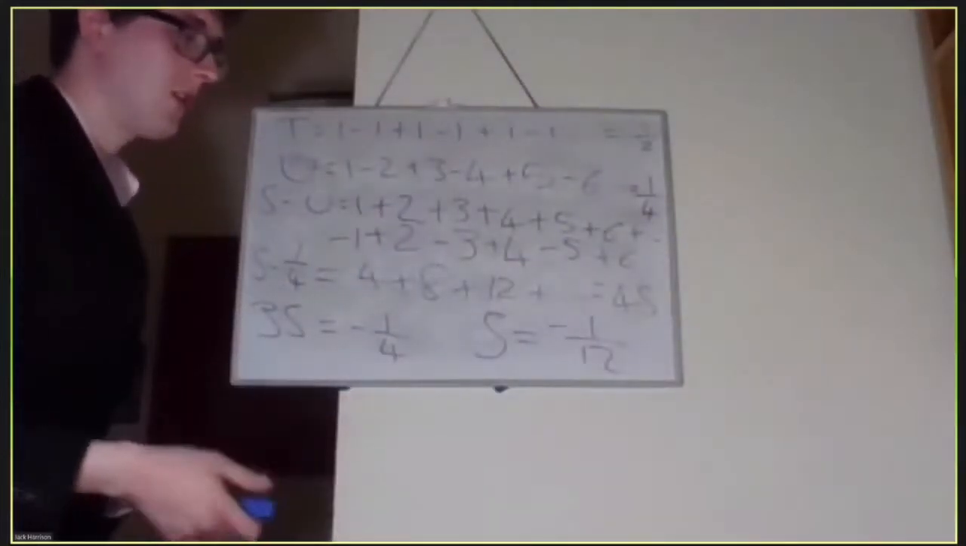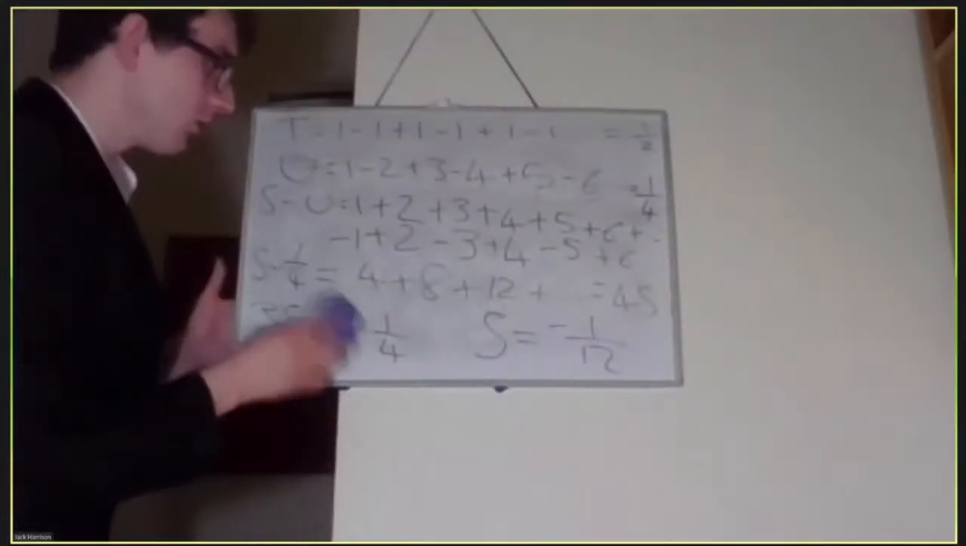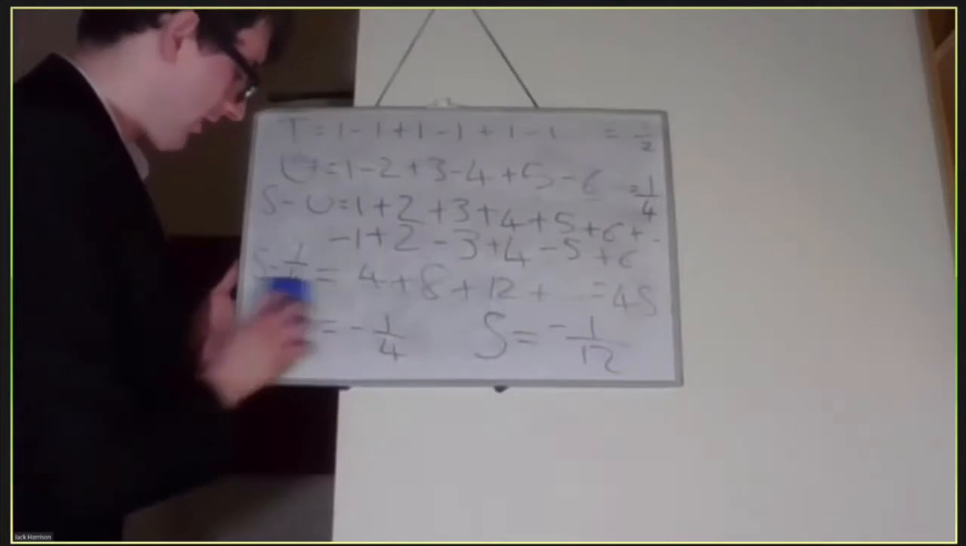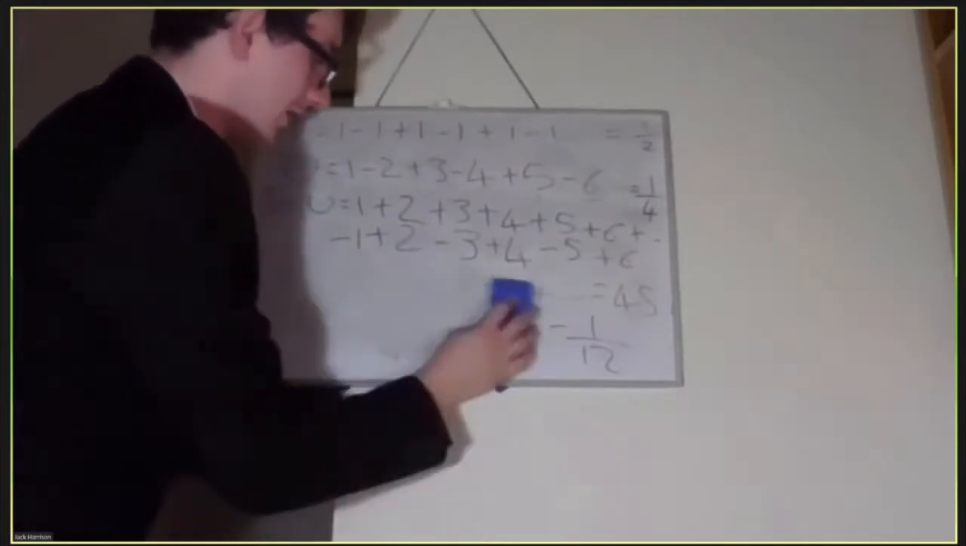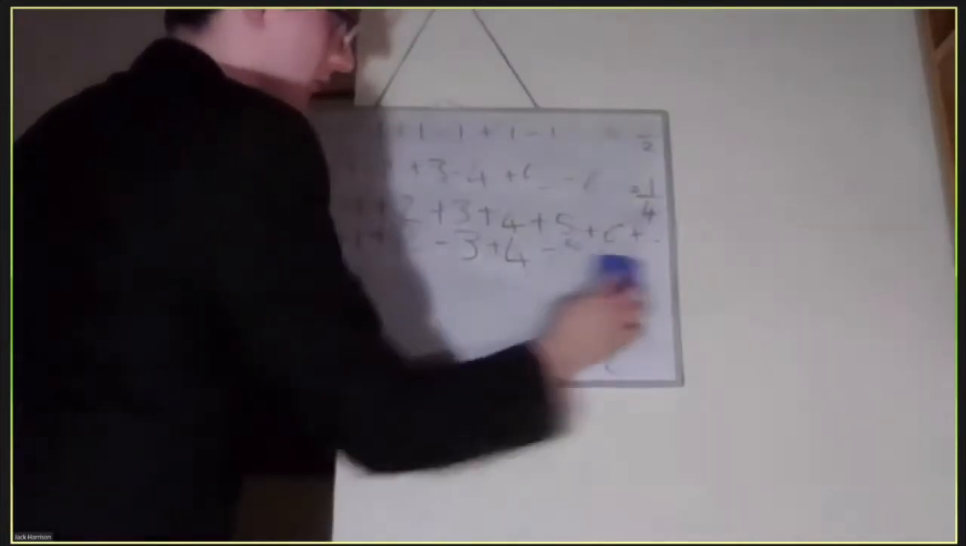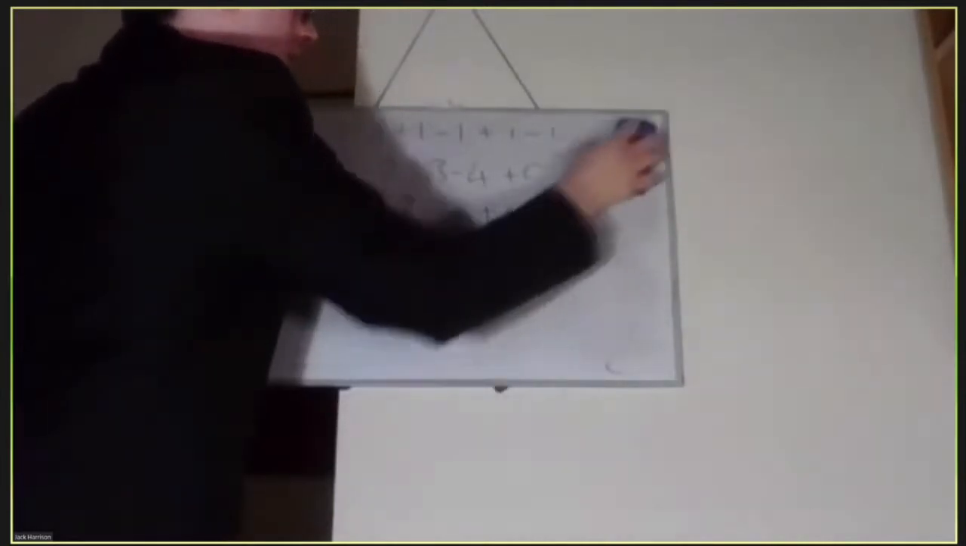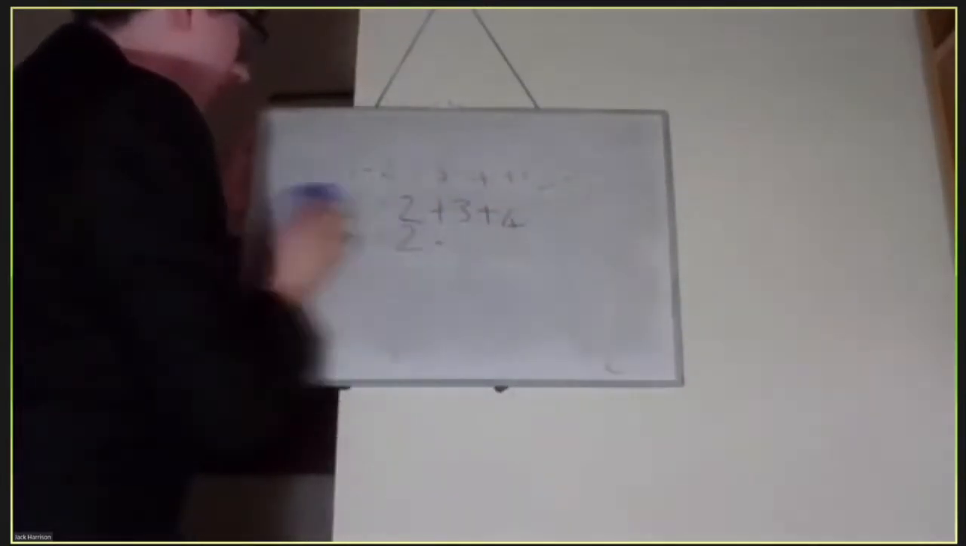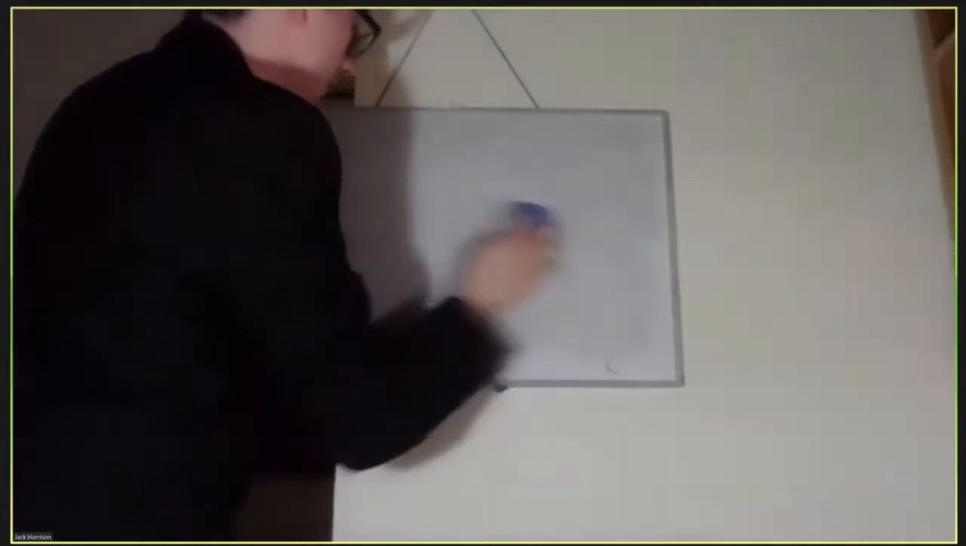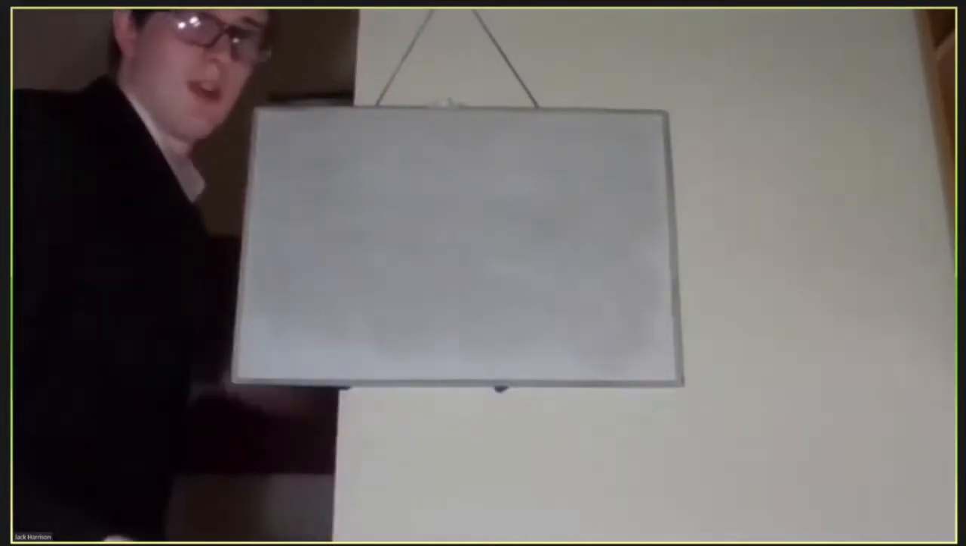But there is another thing that we can do to S. Because this was quite convoluted to get to S is minus a twelfth. I did a lot of things. But can we not do much more simple things to S to get a result? Well, we can start messing about with it and see what we come up with.